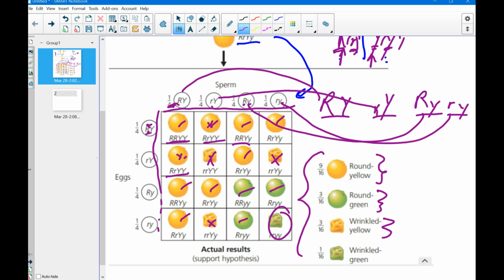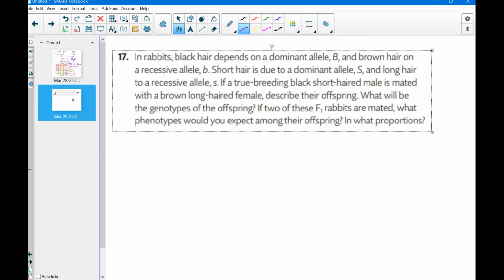Okay, so that looks all great, nice and easy and simple, perfect. But what about if we had a real question to think about? Well, we do have a real question right here, which again I've taken out of your textbook. In this case here we have rabbits. Black hair depends on the dominant allele, capital B. Brown hair is on the recessive allele, small b. Alright, so let's make a note of that for a second.